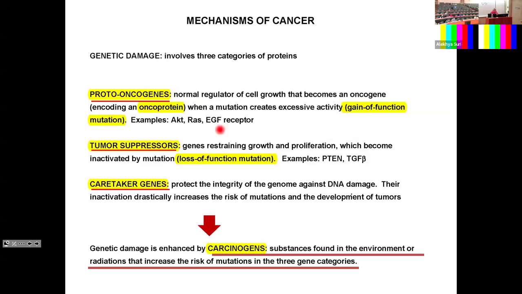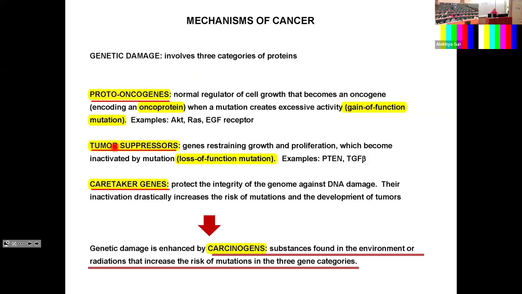What happens is an excessive activity, or gain of function mutation. Generally, when you have a mutation in a proto-oncogene, it leads to an oncogene. That protein is called an oncoprotein. Generally, the proto-oncogenes are involved in receptors, signal transduction, all these molecules that are very important for cell proliferation.